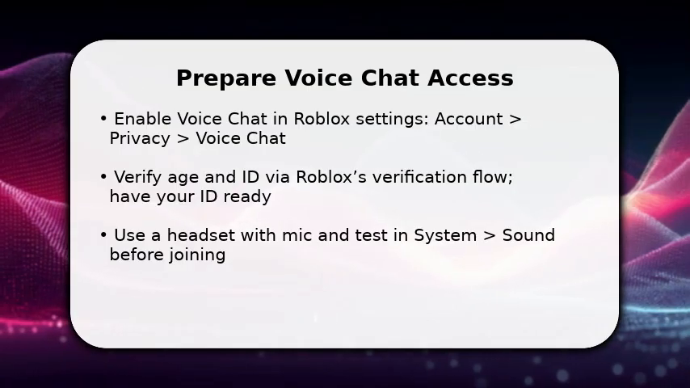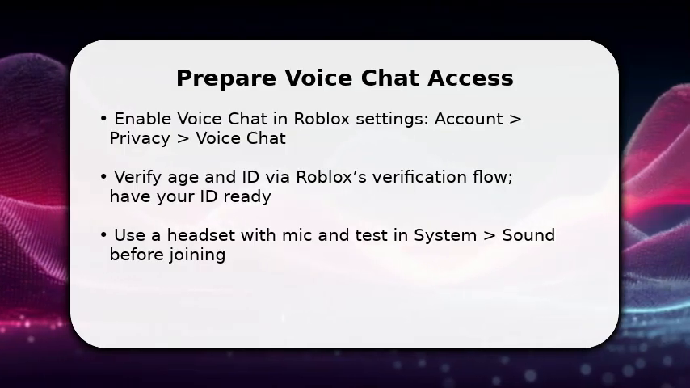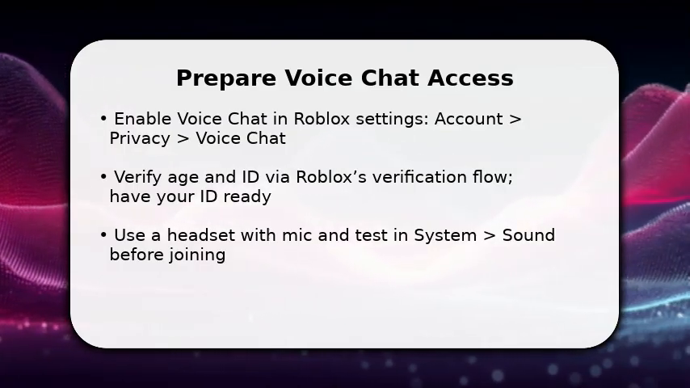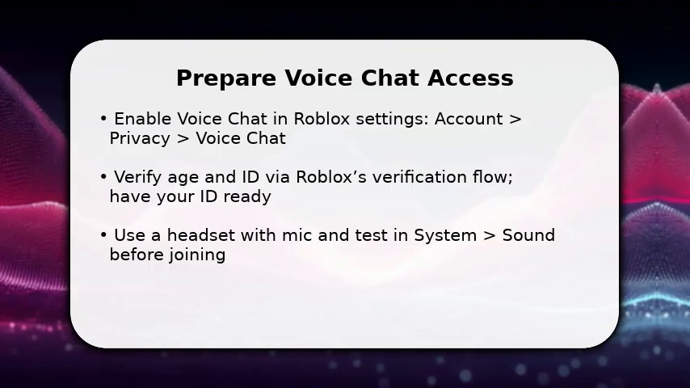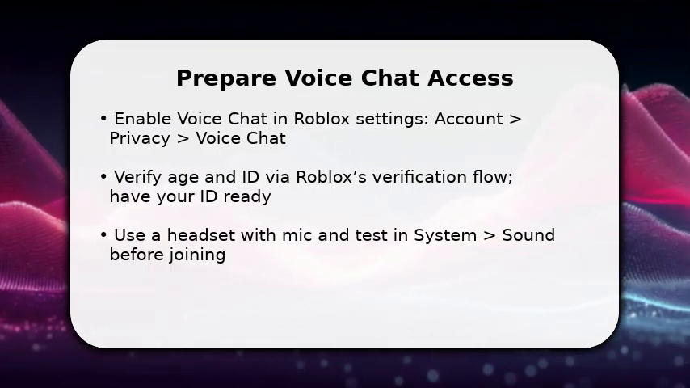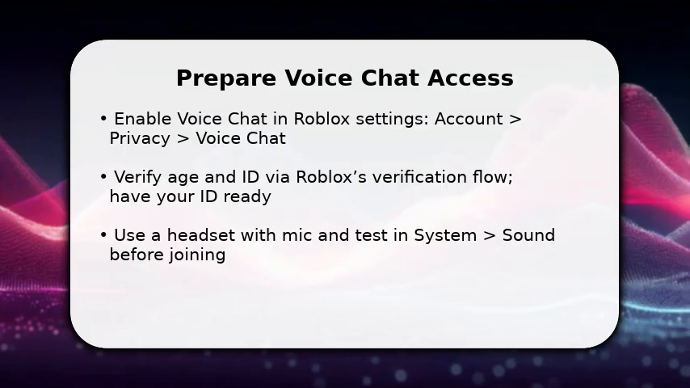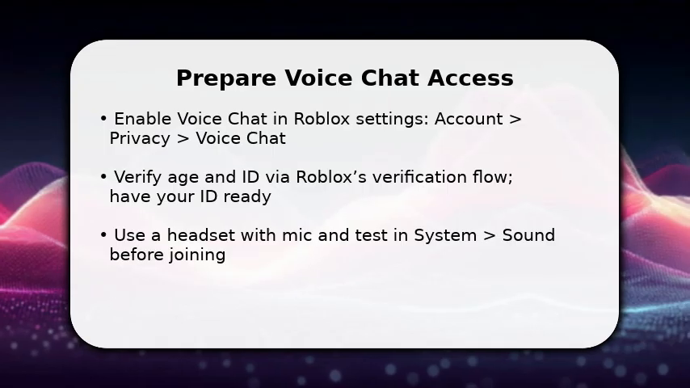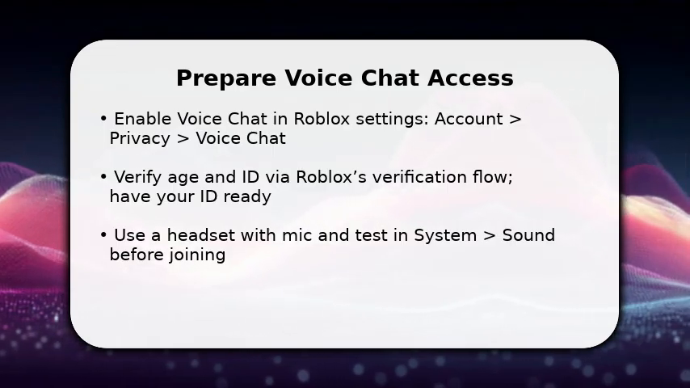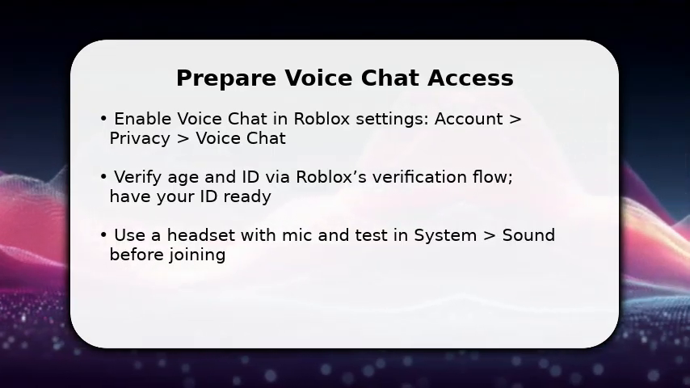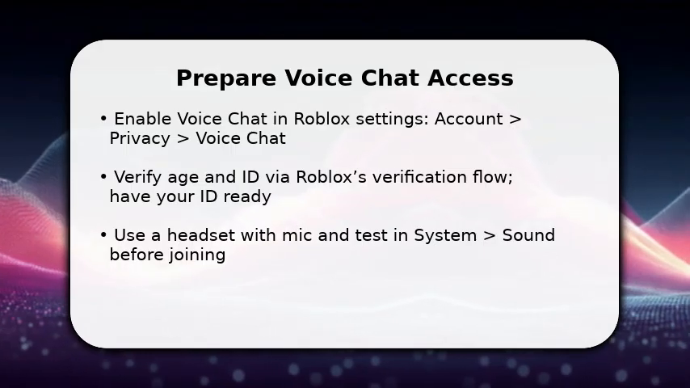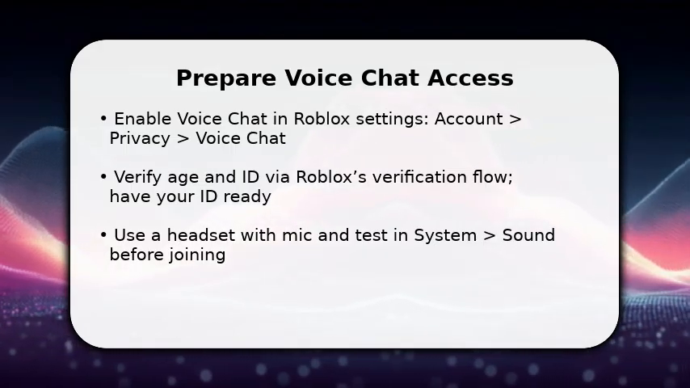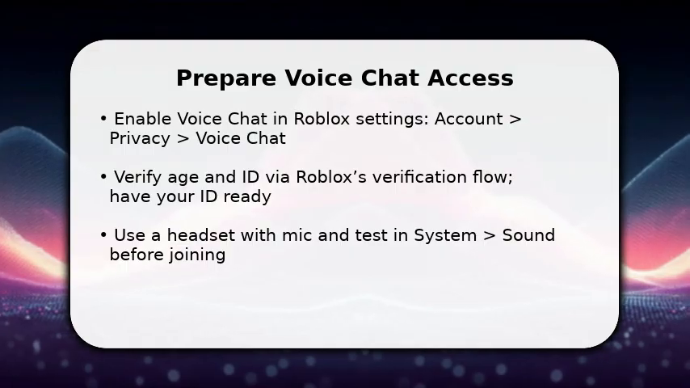You start by getting access and hardware right. Go straight to account settings and enable voice chat. This unlocks the feature for your account. You must complete Roblox's age and ID verification so the system allows voice. Do that now with a clear photo of your ID. Use a headset with a microphone so audio is clean. Test input and output in your device sound settings. Once done, you'll be ready to join any game that supports VC.